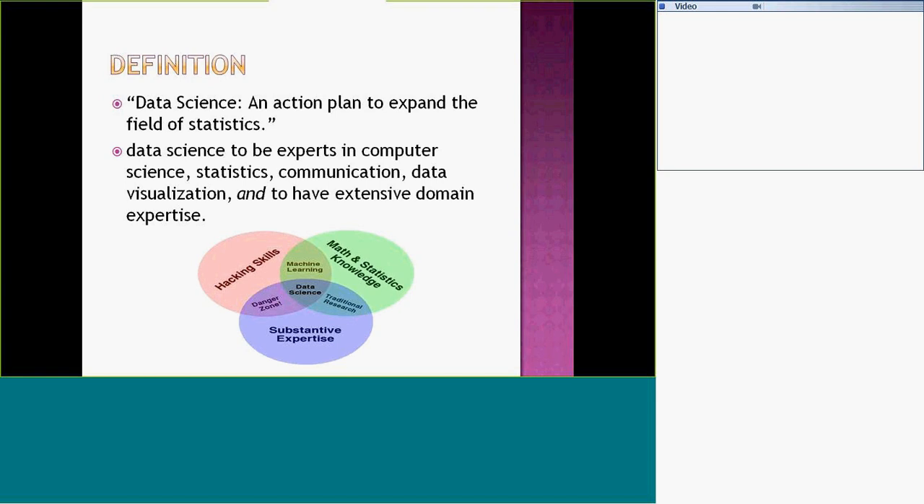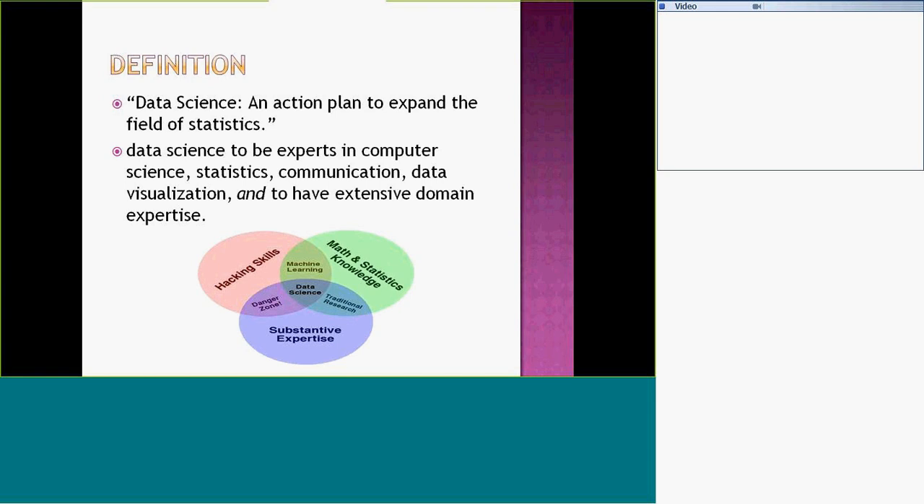If you talk about the skills, a data scientist is good at computer science, that is your basic programming skills. The second thing you need as a data scientist is strong statistics, like mode, median, standard deviation, regression, correlation. You should know these things.